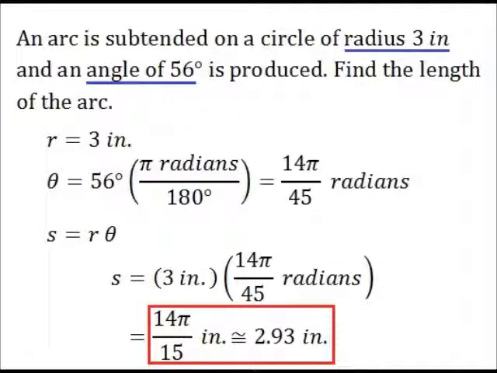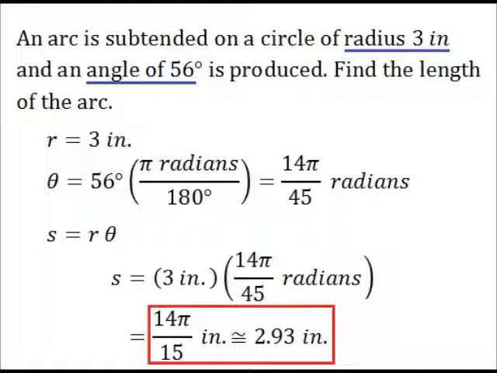Here's another problem. An arc is subtended on a circle of radius 3 inches and an angle of 56 degrees is produced. Find the length of the arc. Again, I like to make note of what I already know. I know that r equals 3 inches, theta equals 56 degrees.